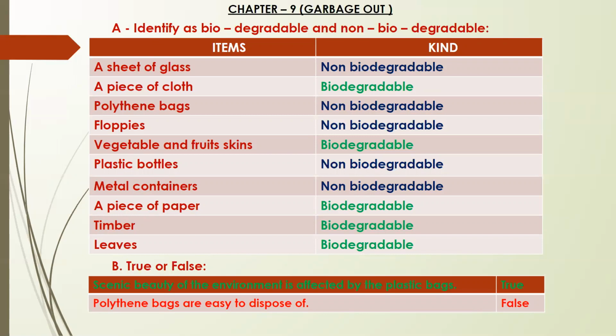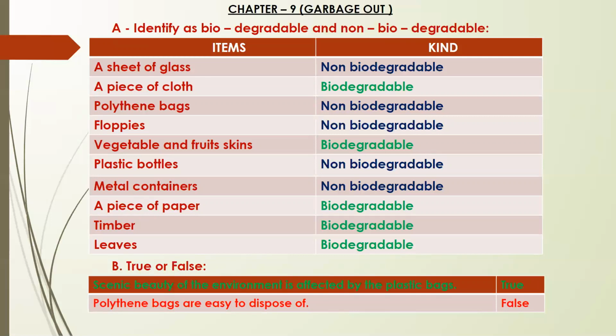In this chapter, you are given some items and you have to write which items are biodegradable and which are non-biodegradable. First, a sheet of glass: non-biodegradable. A piece of cloth: biodegradable. Polythene bags: non-biodegradable. Floppies: also non-biodegradable. Vegetable and fruit skins: biodegradable. Plastic bottles: non-biodegradable. Metal containers: non-biodegradable. A piece of paper: biodegradable. Timber: biodegradable. Leaves are also biodegradable.